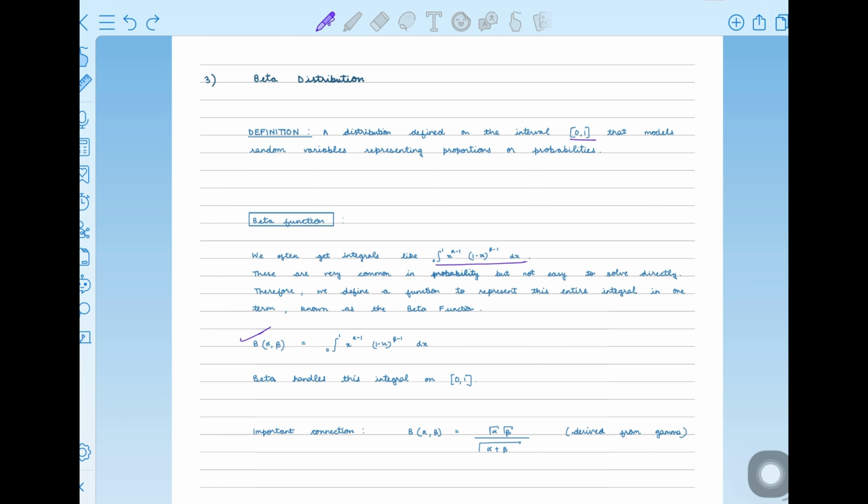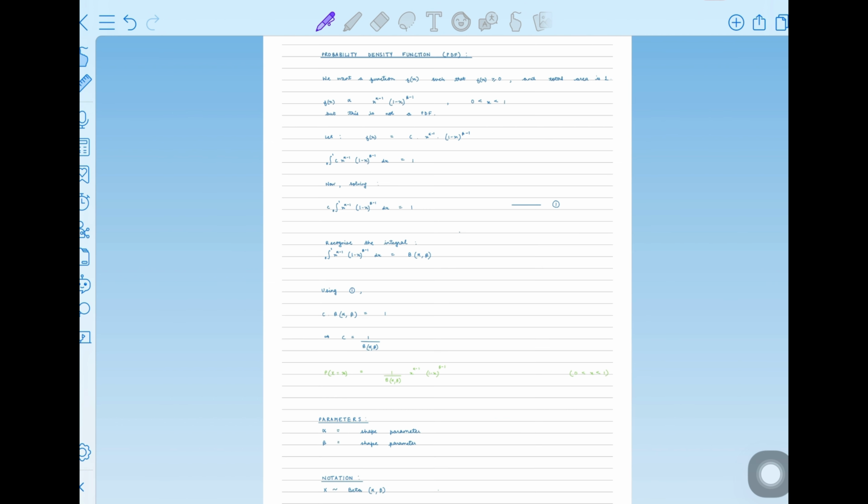Its connection with the gamma function should also be noted. Now, let's understand the derivation of the PDF. We want a function which is greater than or equal to 0 and which gives the total area equal to 1. The function which already exists is not a PDF since the area is not equal to 1. Therefore, we multiply it by a constant the same way we did for the gamma distribution. Then we recognize this integral as the beta function and input it to find the value of c. Hence, we derive our PDF.